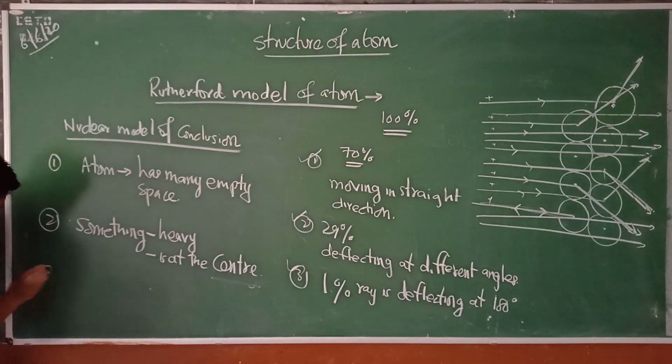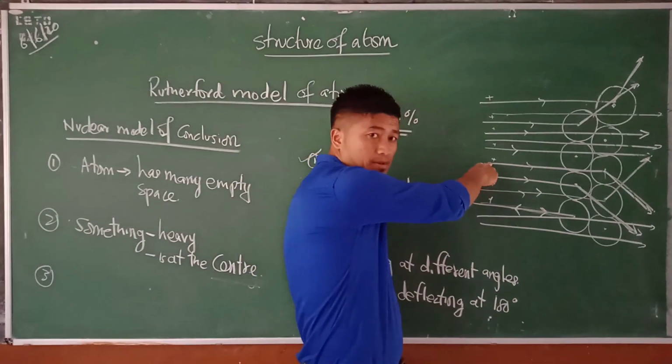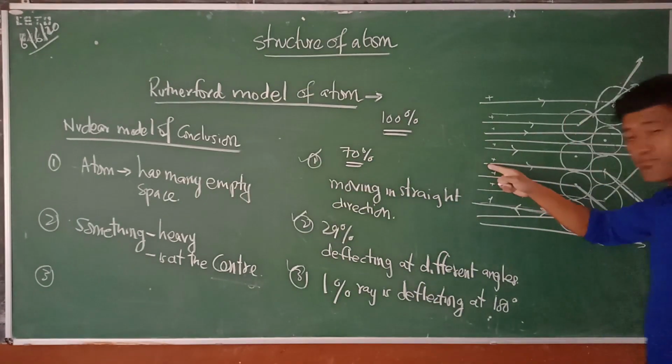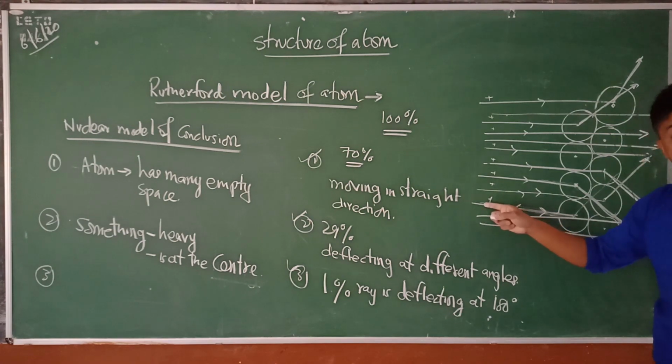Now the third conclusion. What we knew is that an alpha particle is generally positive by nature. When this positive ray comes over here and collides at the center, we see that they are not attracting, but instead they are repelling. For example, if this positive ray strikes over here, it repels in that direction. If it strikes over here, it repels in that direction. But if it strikes at the same point, it repels at 180 degrees.